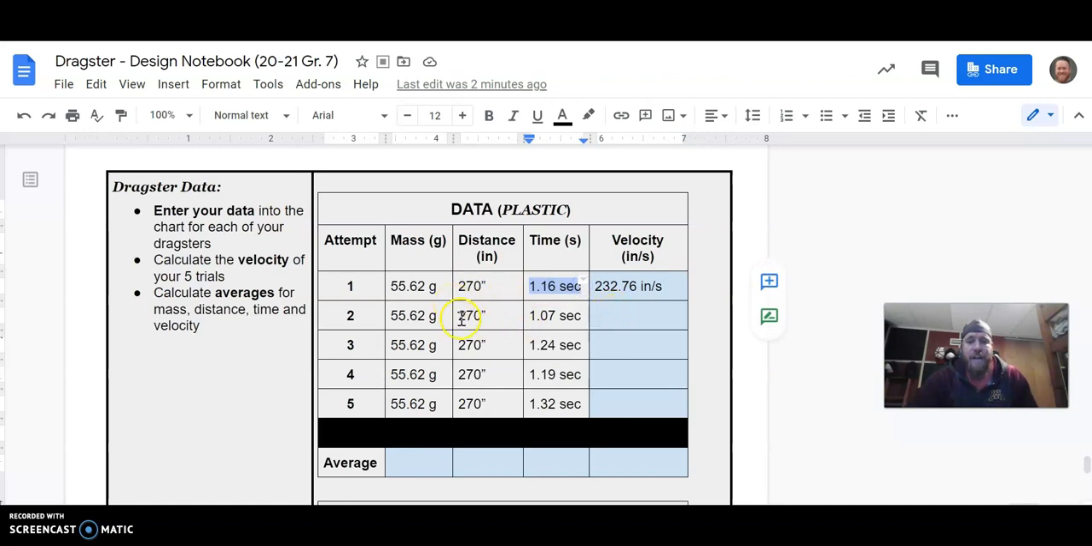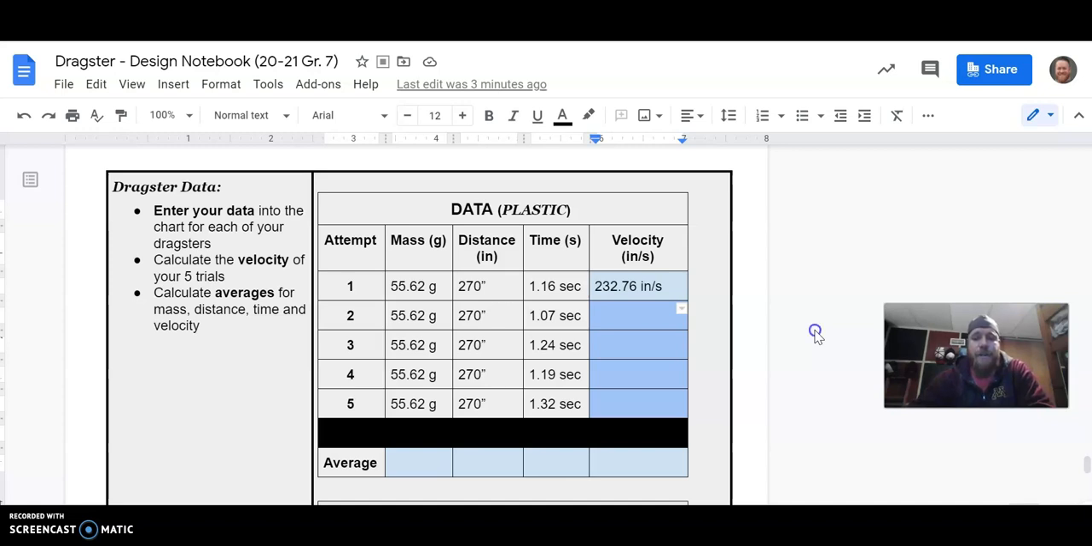Okay? So for the next one, I'm going to use my calculator. I'm not going to try to do this in my head. I'm going to figure out what the velocity for my second trial was. 270 divided by 1.07. So go ahead and pause this video right now and see if you can calculate what that velocity was. Once you have the velocity for attempt number 2, you're going to do the same thing for number 3, 4, and 5. And so all of these columns should be filled in with the velocity of the cars on each of those trials.